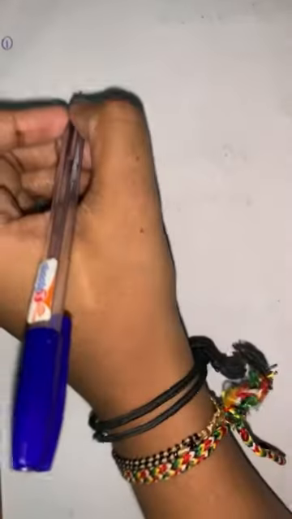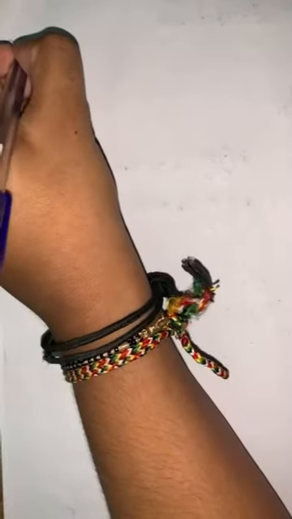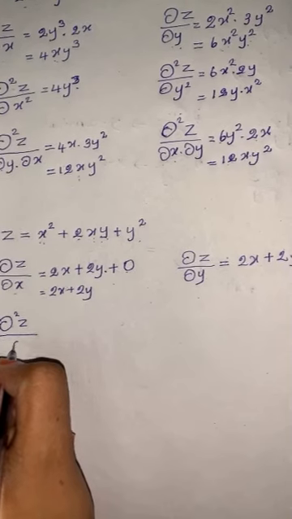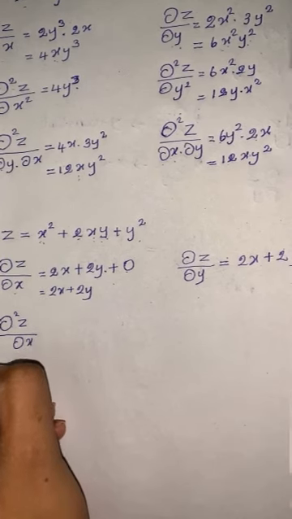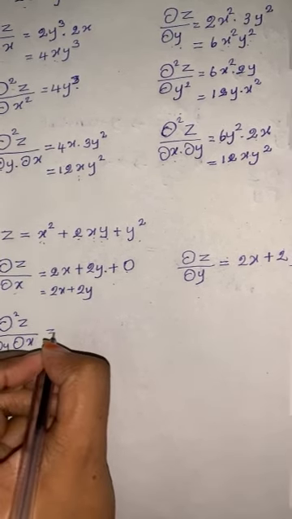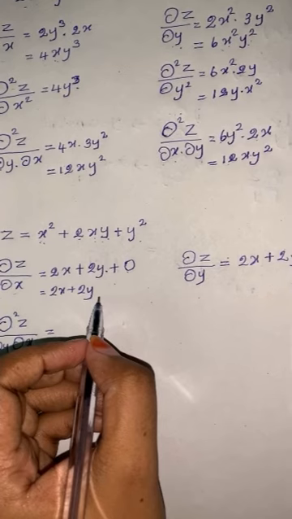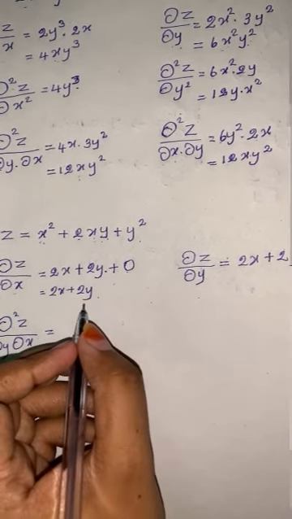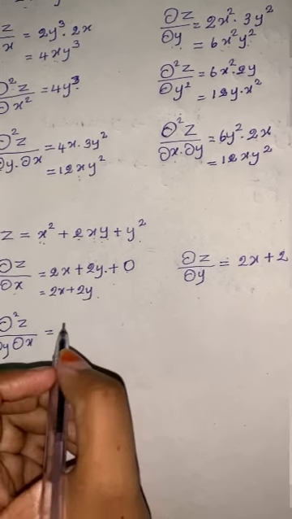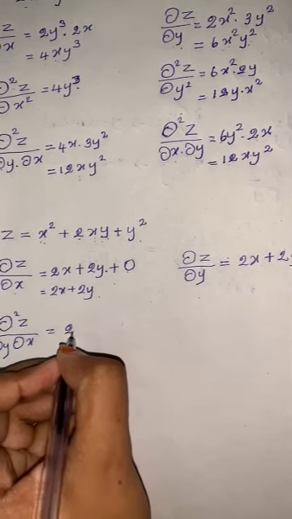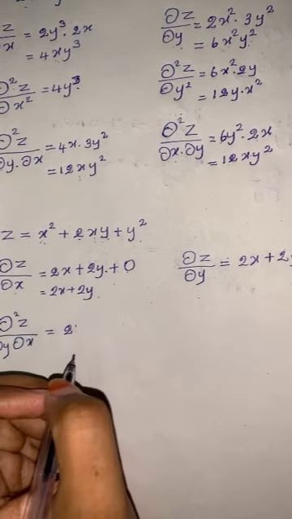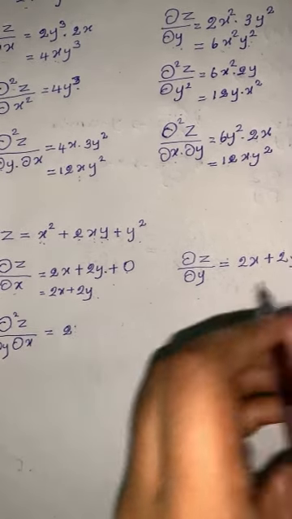The first question is z equals... differentiate dabba z over dabba x with respect to y. So 2x plus 2y. If we differentiate with respect to y, we will end up with 2 into 1. So the answer is 2.